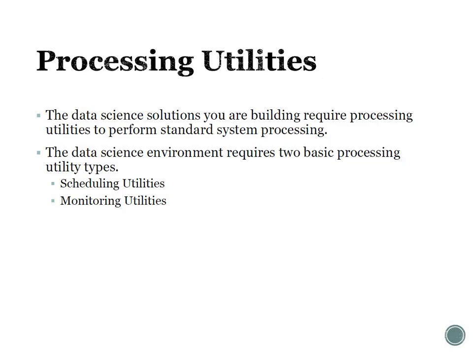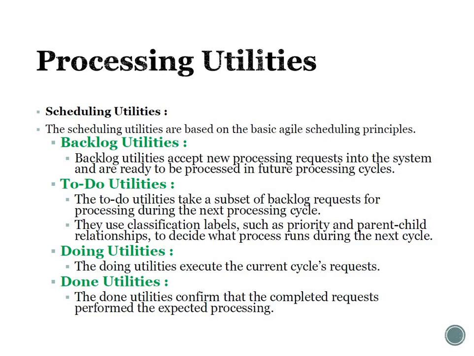So during standard system processing, the utilities that will help you are the processing utilities. Now, in scheduling utilities, what all utilities did we see? Backlog utilities. Backlog utilities means the processing requests which are ready to be processed in future processing cycles. No processing has been done on them yet, but they are ready to go. So backlog utilities. To-do utilities are a subset of backlog utilities, and they are the utilities that you are going to process in the next processing cycle.